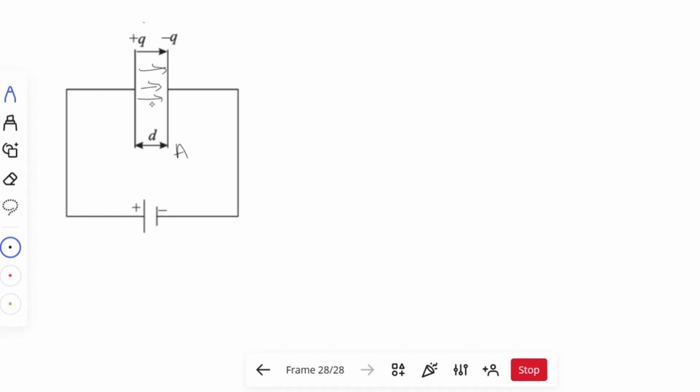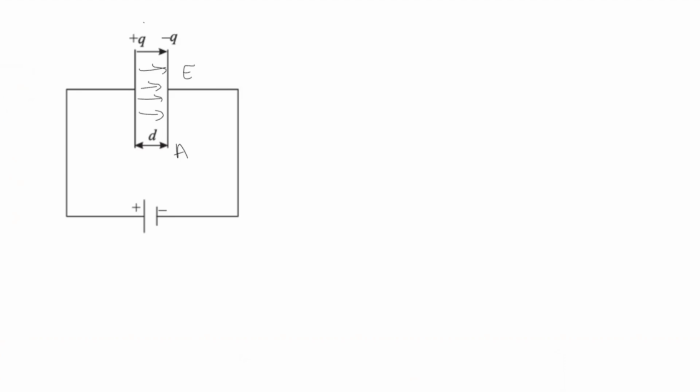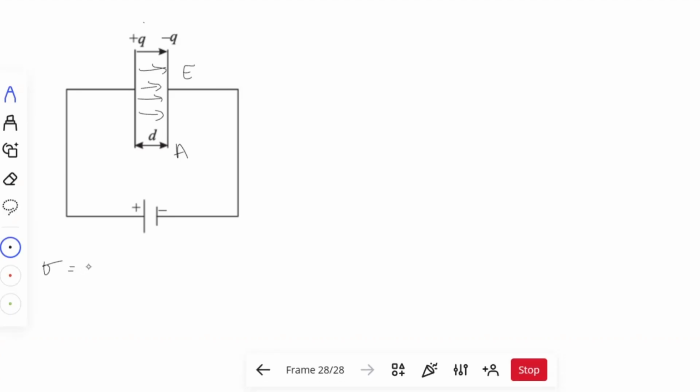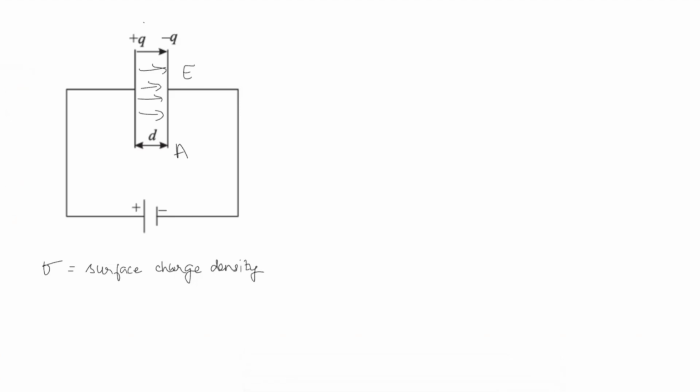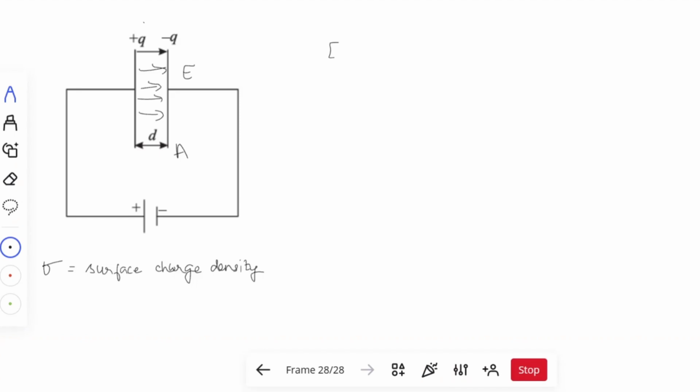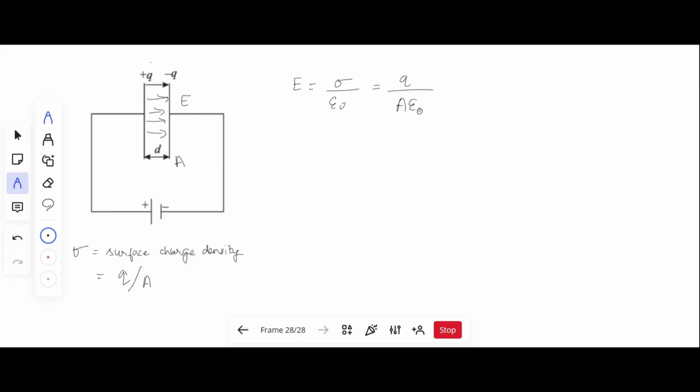Here it will be an electric field E. And if sigma is the surface charge density on either plate, then the magnitude of electric field between the plates E can be written as sigma by epsilon naught. Here sigma is the surface charge density, which is equal to Q by A. So E is Q by A epsilon naught. This is the electric field.